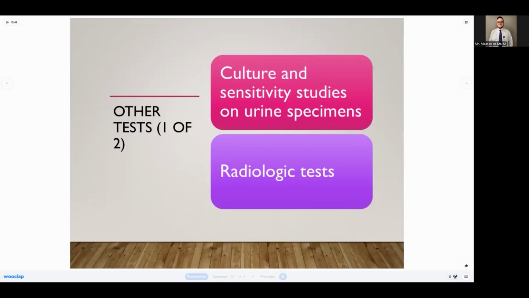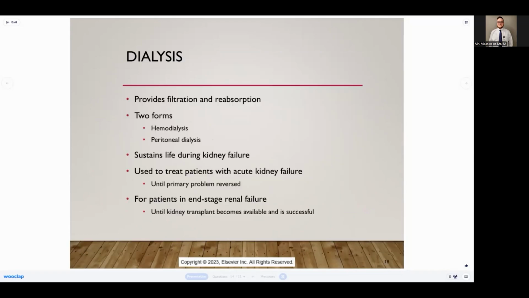Culture and sensitivity are, again, studies that are more looking for urinary tract infections. If we're concerned about a UTI for somebody, we do a UA to look for certain things, but we're also going to take that urine and put it on a swatch and see if it grows anything. If it grows bacteria, then that's bad.